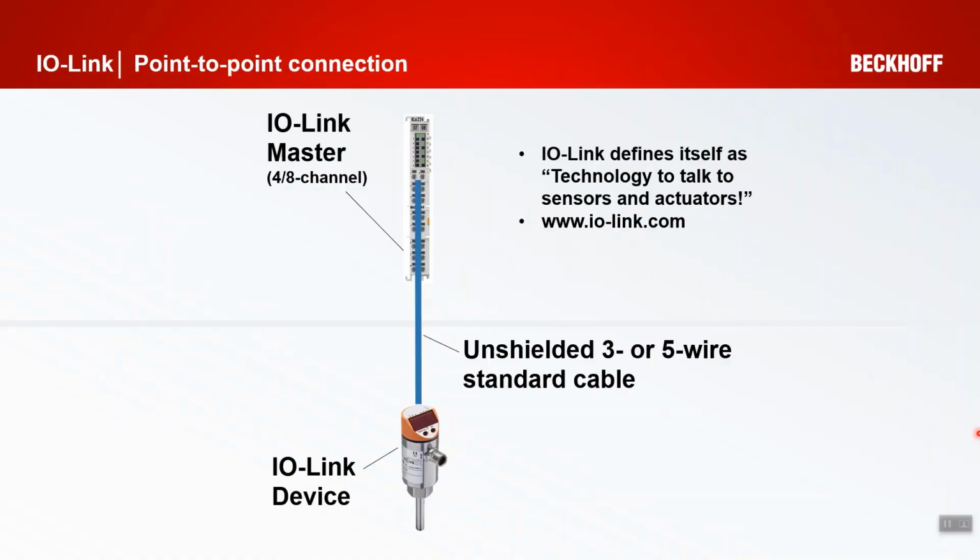IO-Link is a point-to-point connection. What kind of components do we need? We need an IO-Link master, here a terminal in this example, and a so-called IO-Link device. So all the different sensors and actors you can connect to the IO-Link master. And the cable, here it's enough to have an unshielded cable in 3 or 5 wires as a standard cable. And because we are talking to sensors and actors, IO-Link defines itself as a technology to talk to sensors and actors.